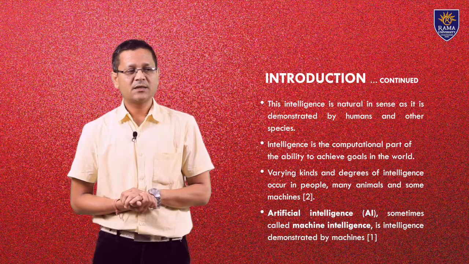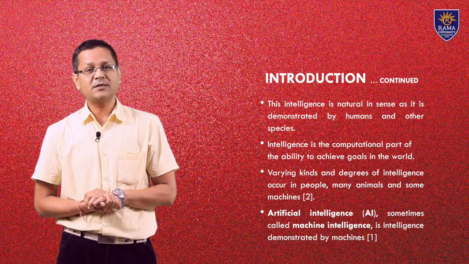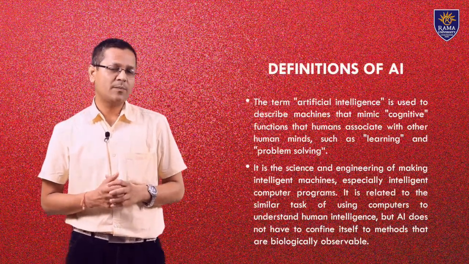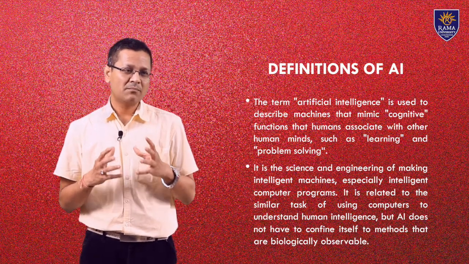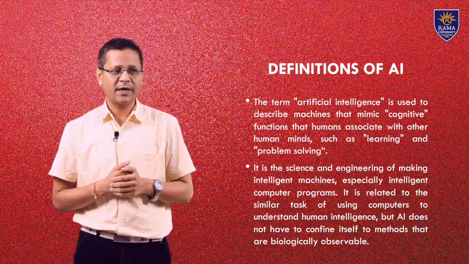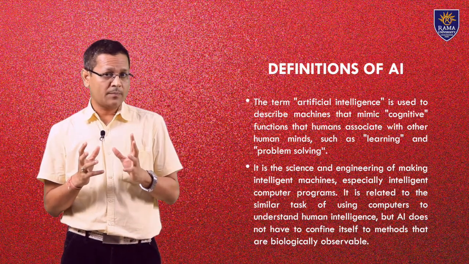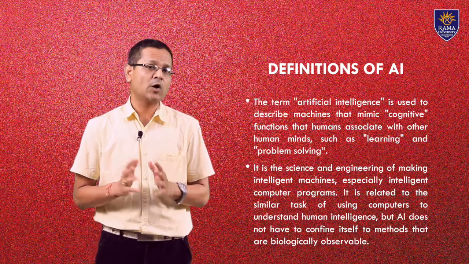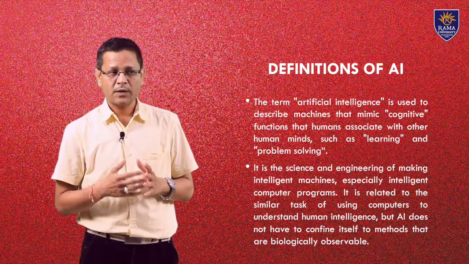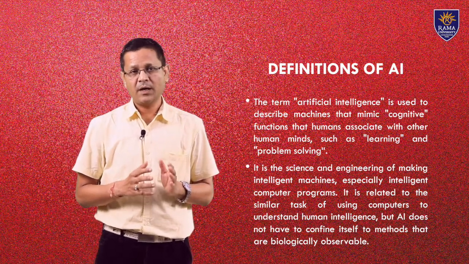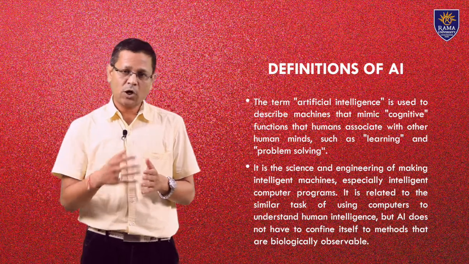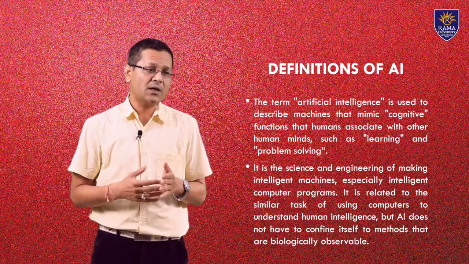Now, artificial intelligence, sometimes called machine intelligence, is intelligence demonstrated by machines. The term artificial intelligence is used to describe machines that mimic cognitive functions that match the functions of humans. That is to say, humans can solve a problem, and before solving a problem, humans learn a lot of things, and when they are mature enough in learning, then they attempt to solve the problem. Similarly, a machine can be made to learn, and after learning, it can attempt to solve a problem. So, in short, artificial intelligence in a machine cognitively mimics the functions of human beings.